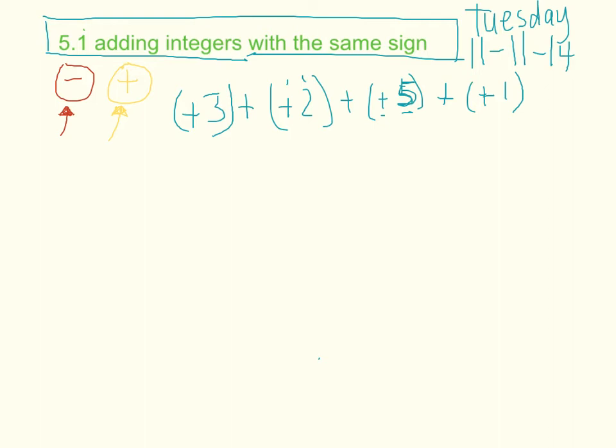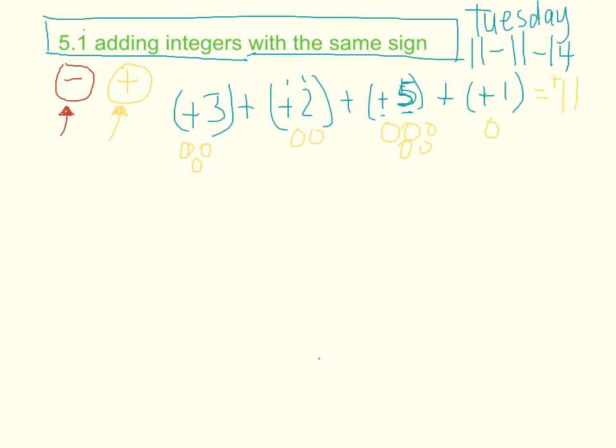Now I'm going to use my yellow counters to model this. I have 3 positive chips, 2 positive chips, 5 positive chips, and 1 positive chip. So how many is that all together? You would just add that like normal. And that comes out to 11. If you want to put positive, you can. Or if you leave it off, that just means positive. That's easy. Now let's look at adding negative numbers together.